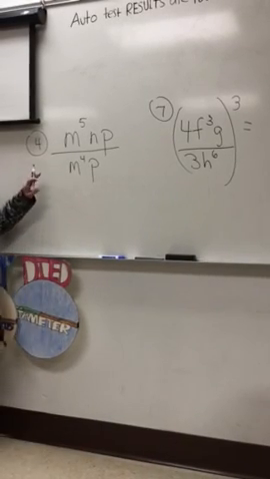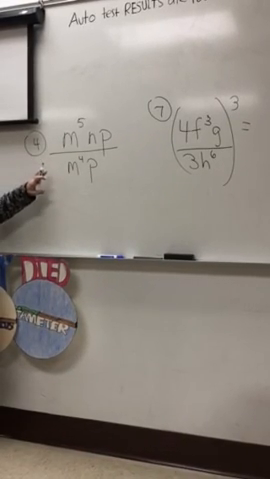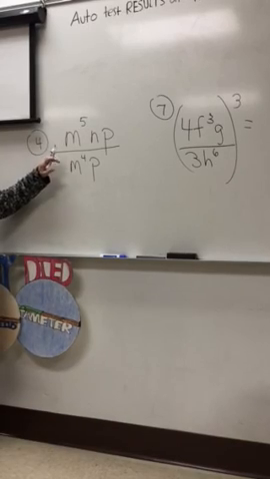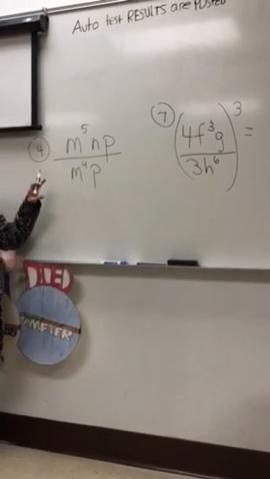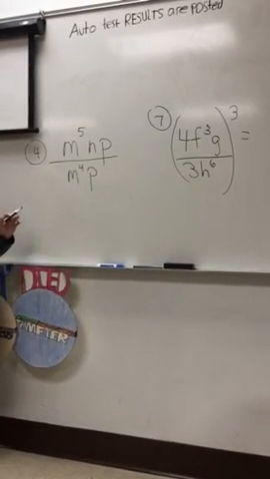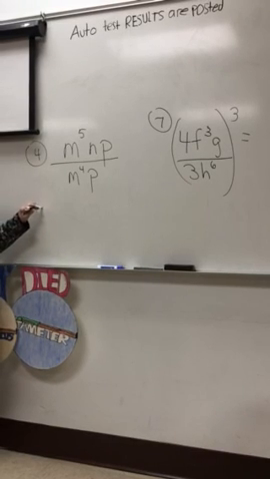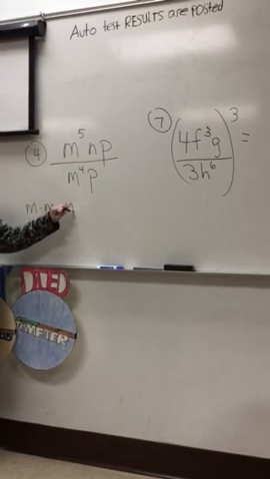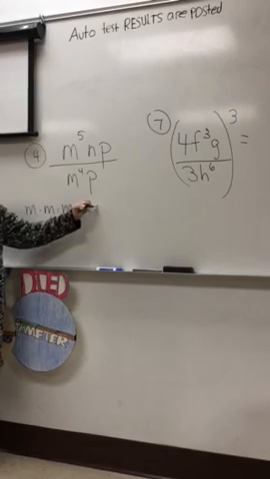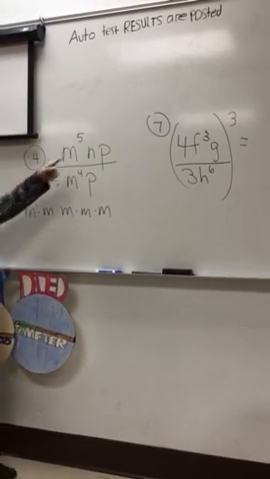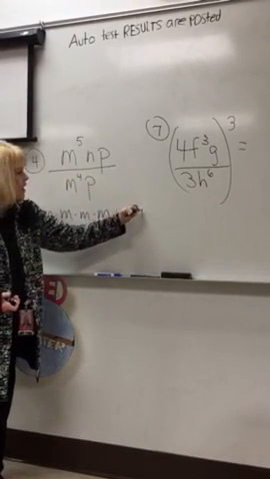Ready? Okay, so number 4, to solve this, it helps if you write down what it means. M to the 5th power means m times, how many m's? 5 of them. That's what it means. And then you've got your times n and your times p.